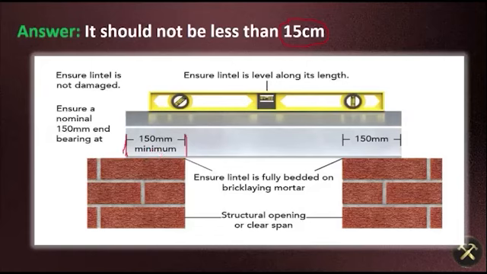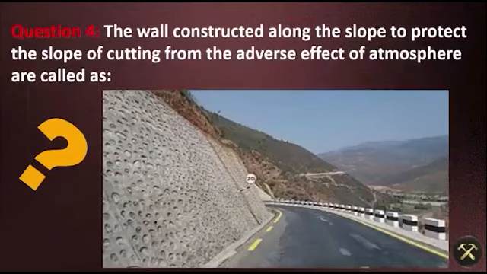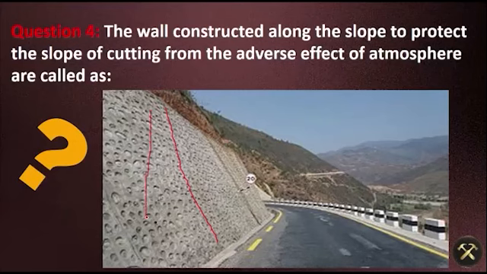Now let's move on to question number 4. The wall constructed along the slope to protect the slope of a cutting from the adverse effect of atmosphere or cold. Maybe you have seen this wall on different roads, on hill roads. You see it inclined on one side, and on the other side, the back side, it will be vertical.